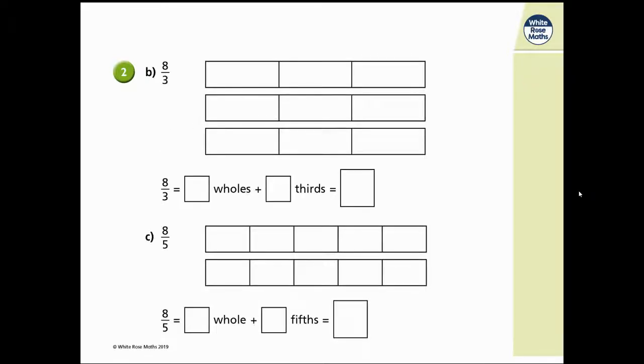Next one, we have 8/3. Again, if you shade in 8 of these, of course altogether there are 9/3. If you shade in 8, that will tell us we've got 2 wholes and 2/3. So the answer is 2 wholes and 2/3. Right, next one, we've got 8/5. Again, if you shade in 8 of the fifths, that should leave 8 shaded and 2 left over. So we know that's 1 whole and 3/5. So 8/5 equals 1 whole and 3/5.